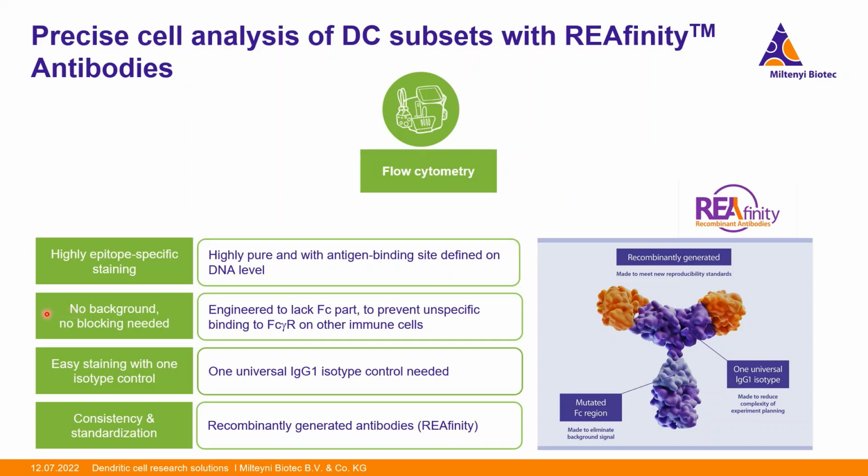The REAfinity antibodies show high epitope specificity and low background binding. And all the REAfinity antibodies are IgG1 isotype, making the isotype control staining easy. So the REAfinity antibodies ensure consistent and reproducible results. So you don't need to worry about consistency and reproducibility of your experiments.